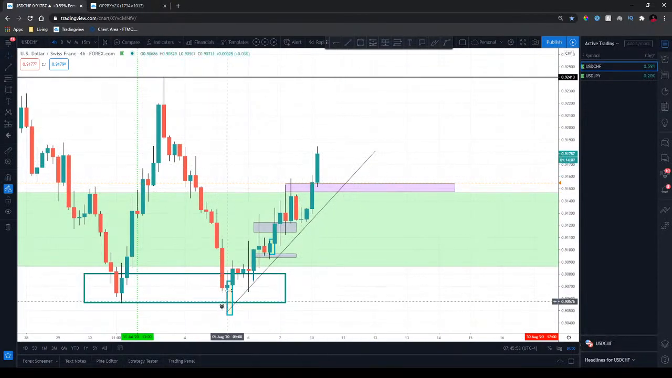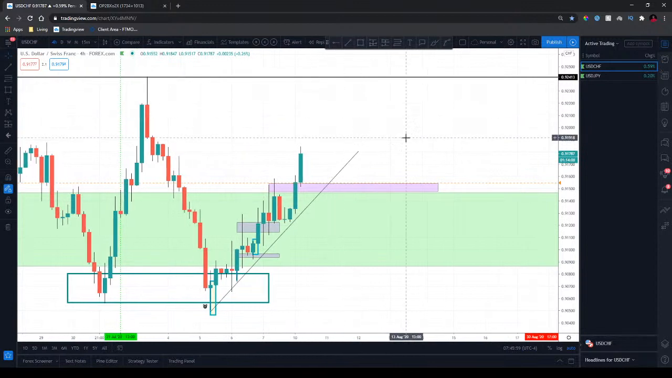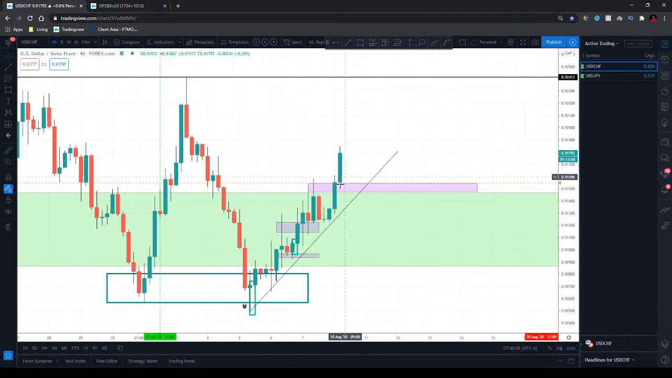Primarily USDCHF. USDCHF is pretty much beautiful. Like, the setups are super easy. That's why I love this pair. But just waiting for the next setup throughout the week and looking for another buy.